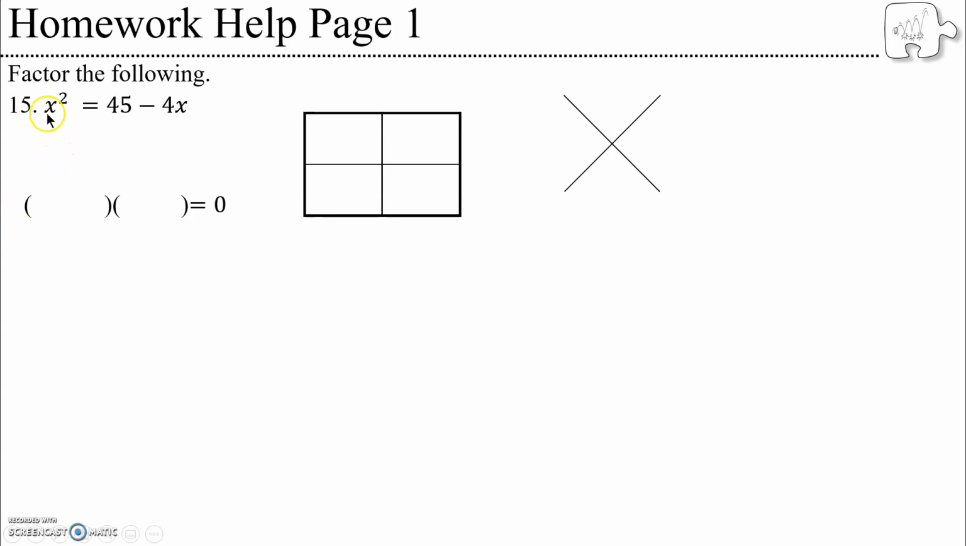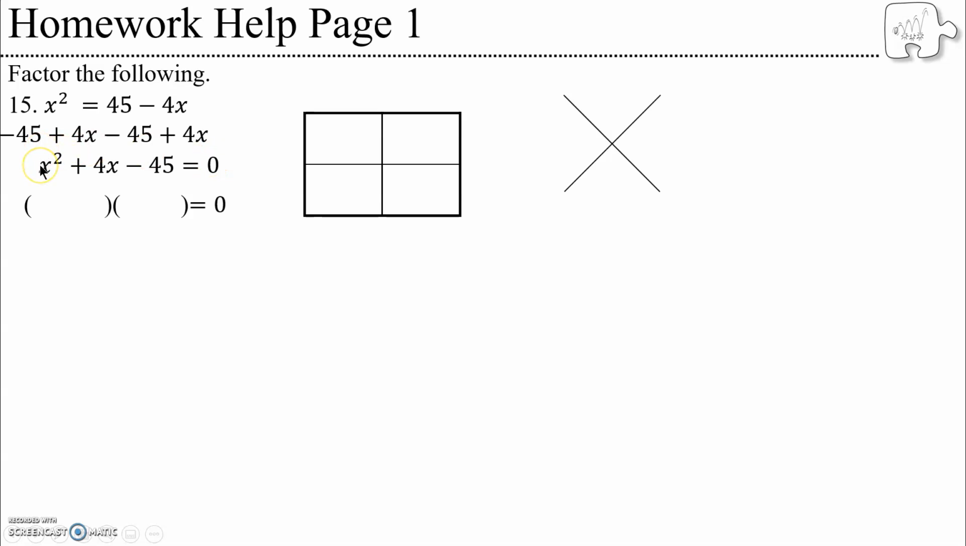So just like before, let's move everything to the x squared side, right? So we're going to say minus 45 and plus 4x on both sides to make this side equal 0. Right? So we're going to say x squared plus 4x minus 45 to get it in the right order. Right? And these cancel out and these cancel out, leaving us just with 0.